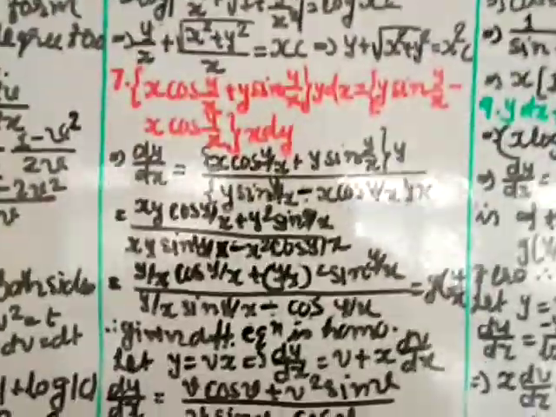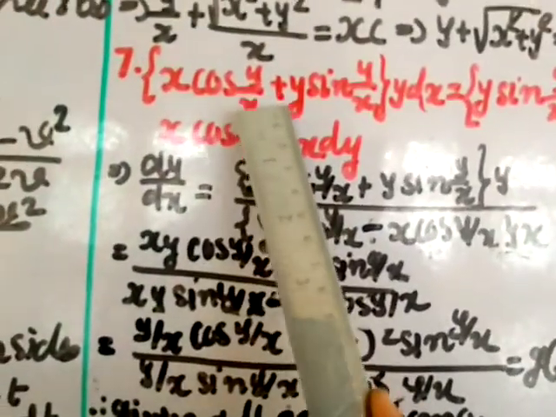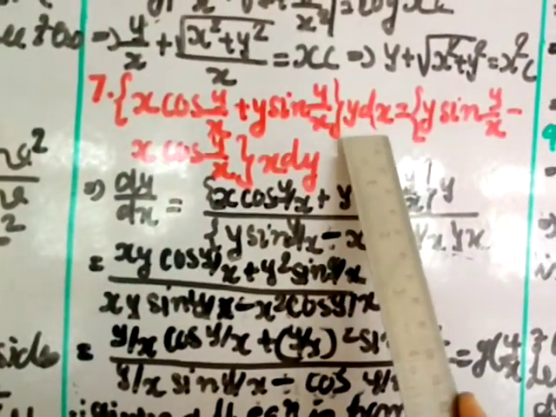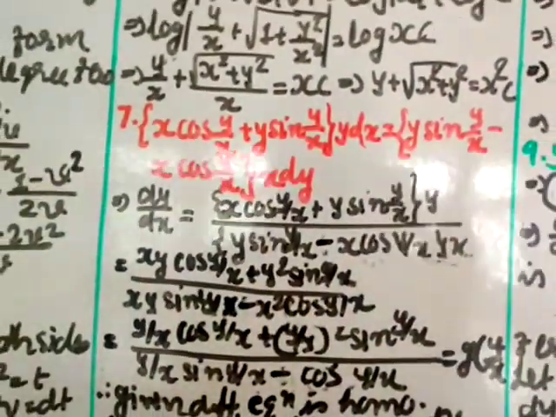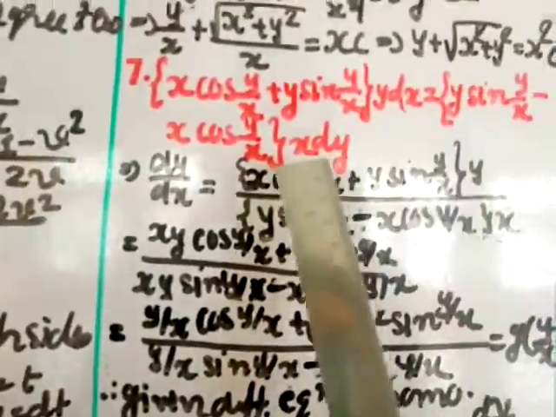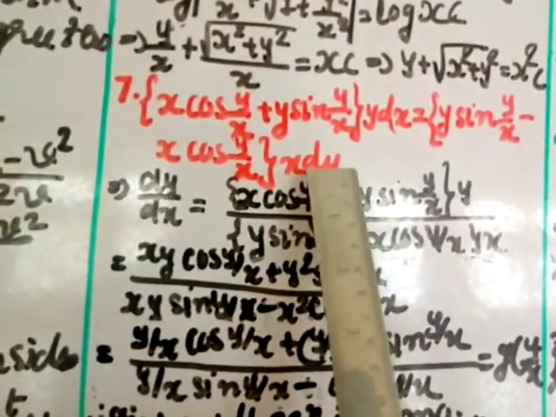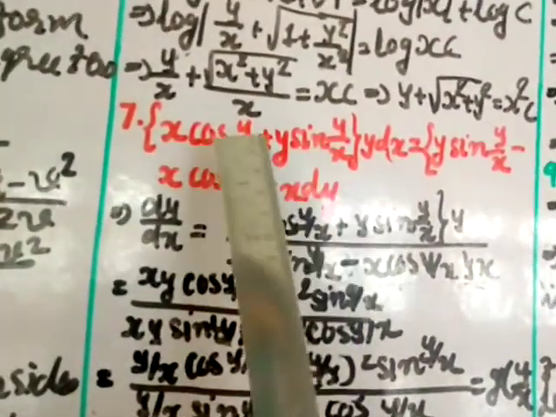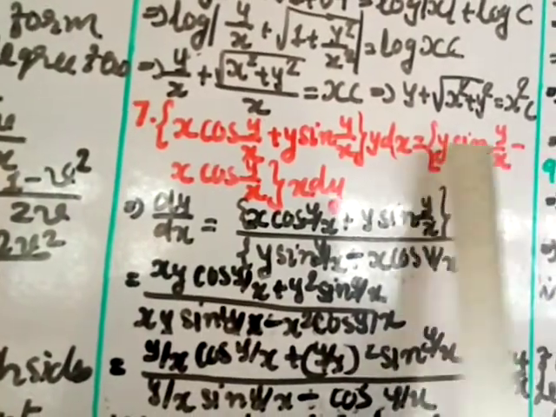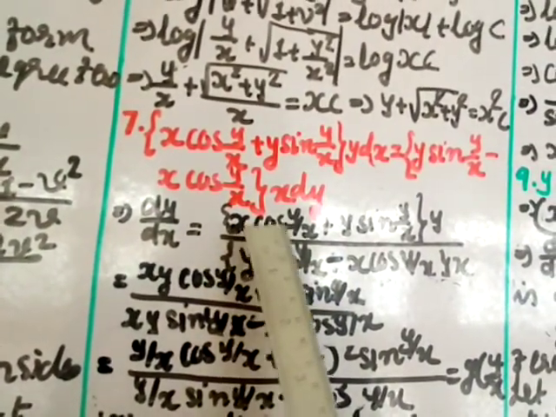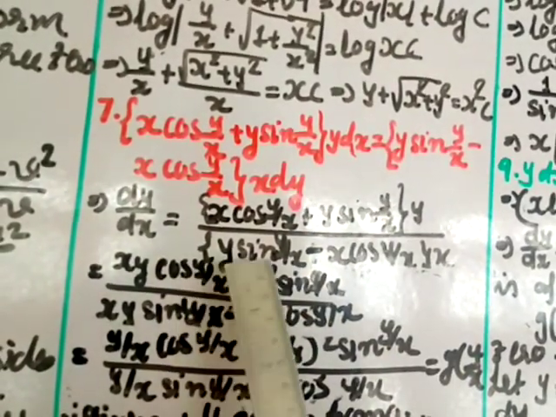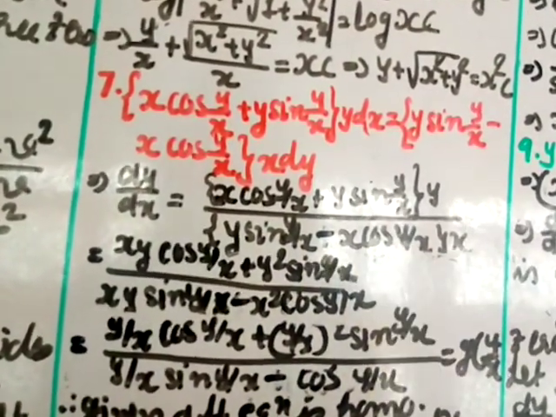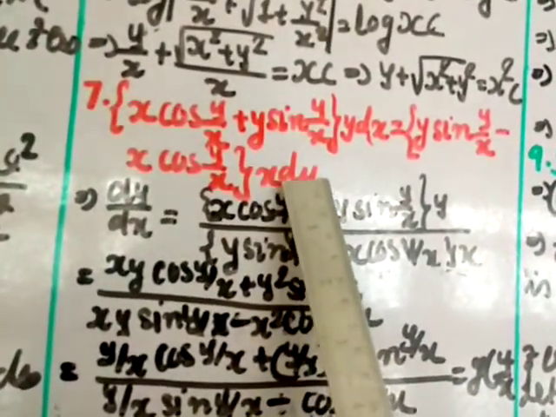Question number 7. x cos y by x plus y sin y by x, into y dx, equals y sin y by x minus x cos y by x, into x dy. This dx you transfer over here, it will become dy by dx, and this one you transfer over here. So what you get is, here remains x cos y by x plus y sin y by x, into y, divided by y sin y by x minus x cos y by x, into x.